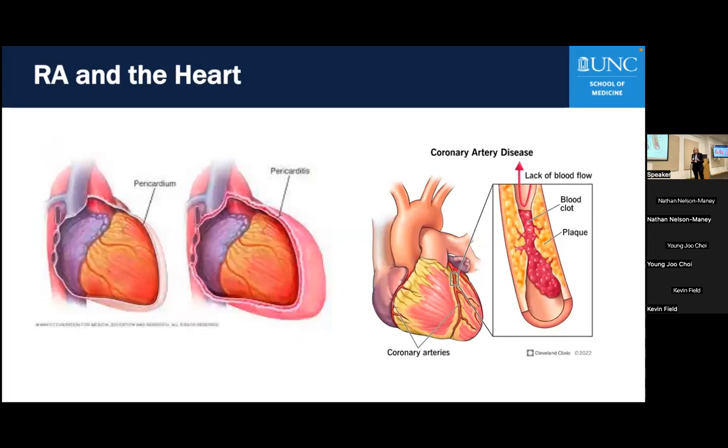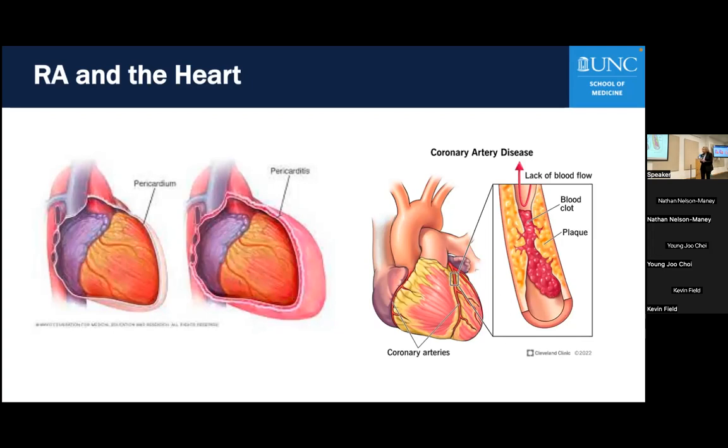So rheumatoid arthritis can involve the heart, and two major things can happen in the heart. One is inflammation of the pericardium. So this is a normal heart. This is the pericardium, which is the tissue that surrounds the heart. And in pericarditis, or inflammation of the pericardium, you see that here, that can be a manifestation of rheumatoid arthritis. And your patient may present with usually chest pain or sometimes shortness of breath. And that pain is often worse if you take a deep breath or if you lay down. So if someone's having chest pain, you want to ask questions.